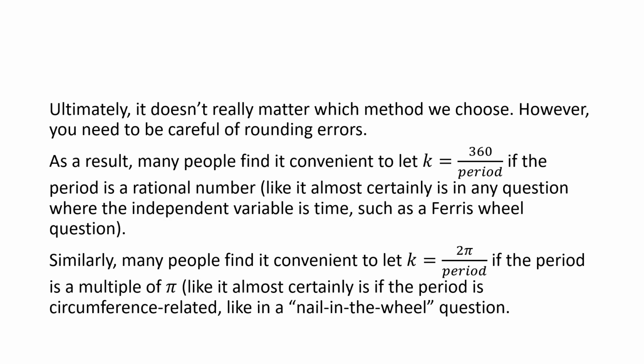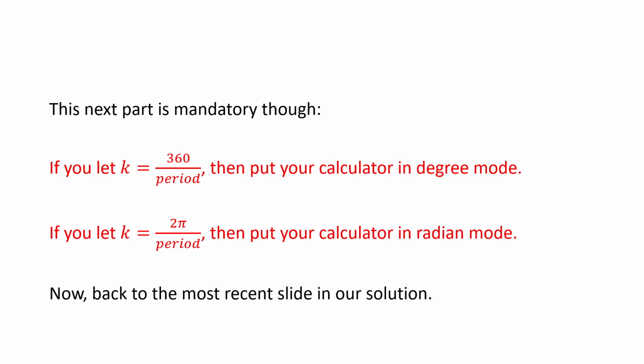So, as we said, ultimately it doesn't really matter which method you choose, but you need to be careful of rounding errors. So as a result, many people find it convenient to let k equal 360 over the period if the period's a rational number, like it is almost certainly if the independent variable is time, or they find it convenient to let k be 2 pi over the period if the period's a multiple of pi, as it almost certainly is if the period is related to circumference.